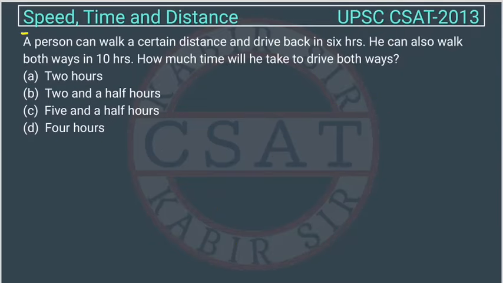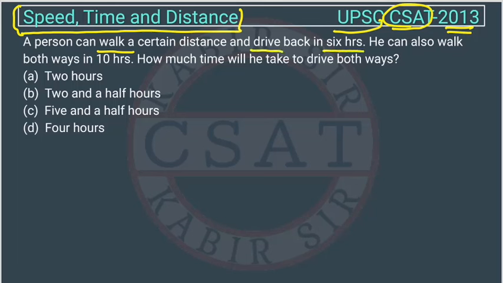So this is a question from the speed, time and distance chapter, right? Asked by UPSC in their CSAT paper of 2013, right? A person can walk a certain distance and drive back in 6 hours. He can also walk both ways in 10 hours. How much time will he take to drive both ways?